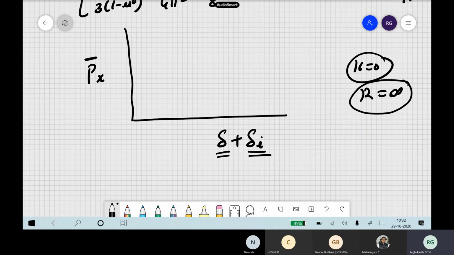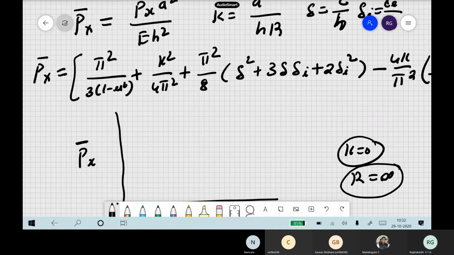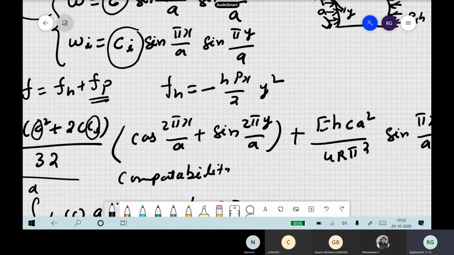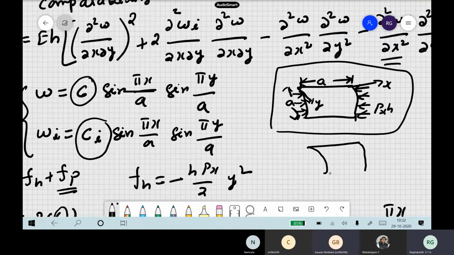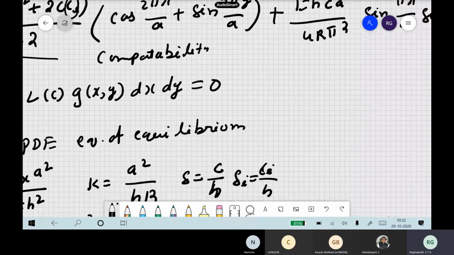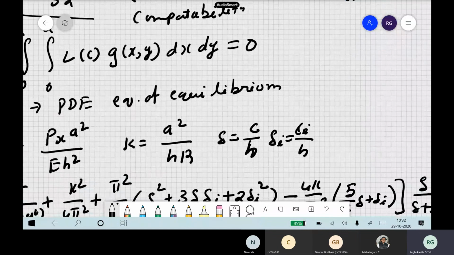So when r is equal to infinity, what happens to the shell? We have taken a small cylindrical shell, a piece actually. When r is infinity, what happens to your shell? It becomes a plate. Okay, so now we are just trying to verify.